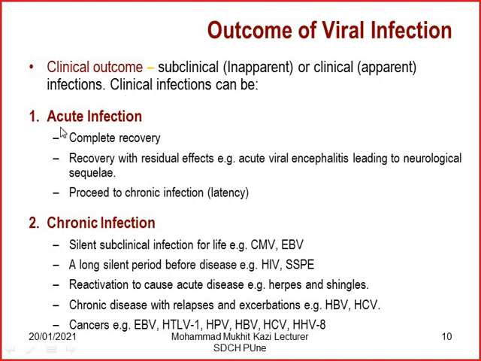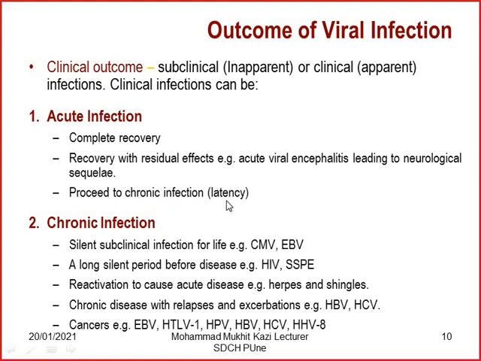Clinical infections can be acute infection, meaning sudden, and chronic infection, meaning the patient is suffering from that infection for years. What happens in the acute infection? There is a complete recovery. The patient gets an infection like seasonal influenza. We suffer for a couple of days and immediately we recover. Our immune response will take care of that. Recovery with residual effects, for example, acute viral encephalitis leading to neurological sequelae. Some acute infections can proceed to chronic infection or latency.